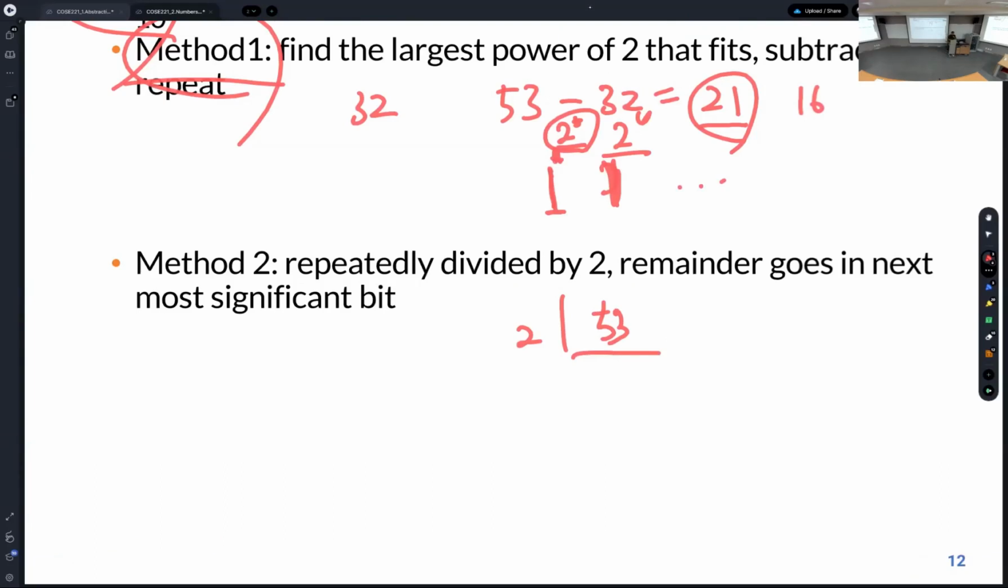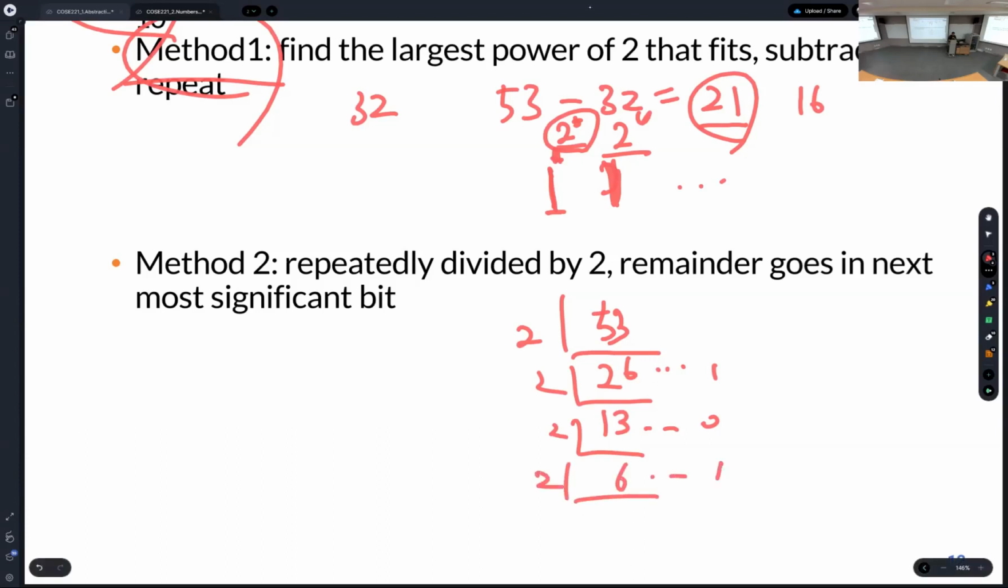2. So what's this? 26, right? And then remainder is 1, and then 2, 13, remainder 0. So why am I doing this? 1, 2, 0, 2, 1.